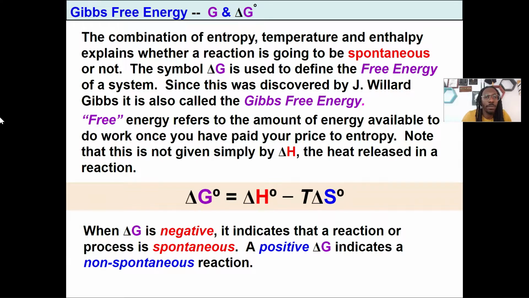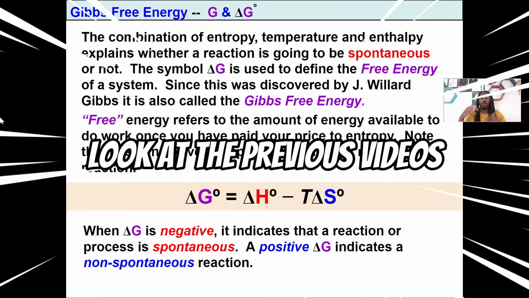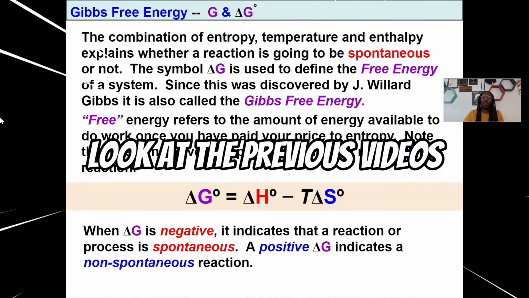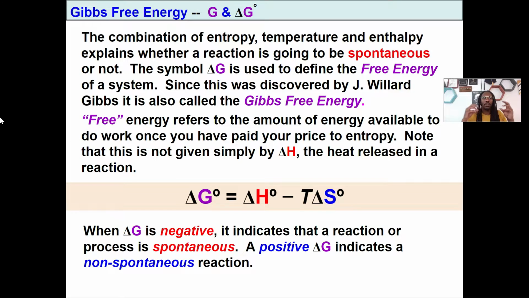Now let's talk about Gibbs free energy, or G, or you might hear me say delta G. Gibbs free energy is the combination of a lot of different state functions put together in one: entropy, temperature, and enthalpy. If you don't know about entropy or enthalpy, check out those videos on my Chem 1 playlist. This combination tells us whether a reaction is going to be spontaneous or not. That's what we use to help determine spontaneous reactions.